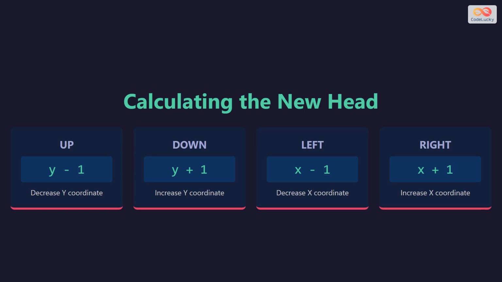To move the snake, we first need to determine where the head will be in the next frame. This depends on the current direction. If moving up, we decrease the Y coordinate. If down, we increase Y. Left means decreasing X, and right means increasing X. We calculate this new position before touching the rest of the snake body.